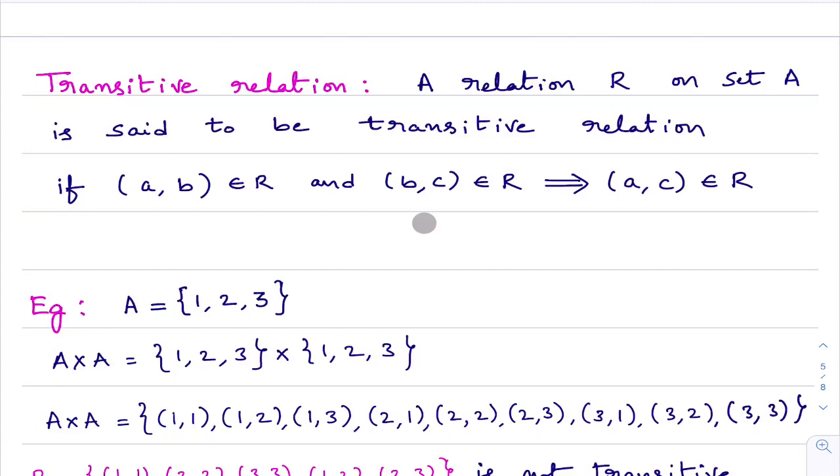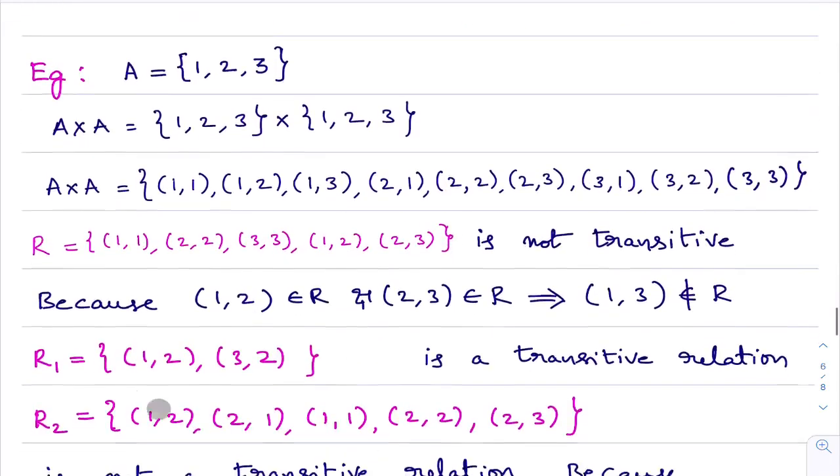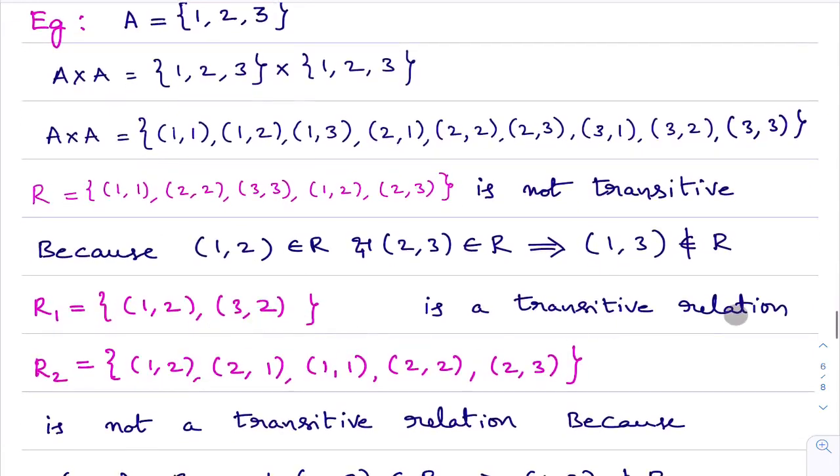Please remember this. When we are able to identify A comma B, B comma C in the given relation, if A comma C is there in the relation, then we say it is transitive. If A comma C is not there in the relation, then we say it is not transitive. Third important point: if you are unable to identify A comma B and B comma C in the relation, then also we say the relation is transitive. So this is the example for that. So this relation is a transitive relation.